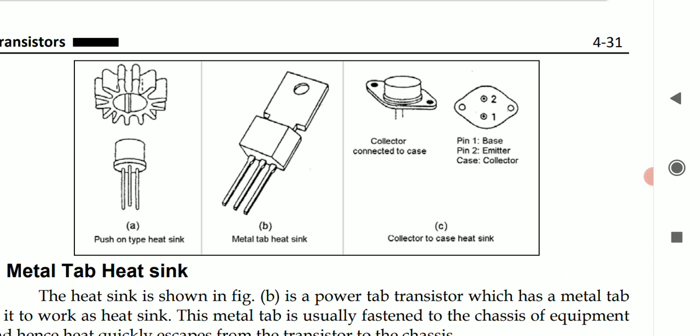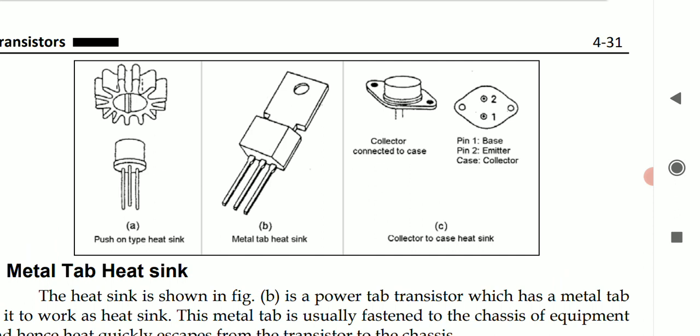Next, metal tab heat sink. A metal tab is attached to the transistor head. If temperature is increased, that metal tab will absorb this heat and it will be cooled down through that tab, which may have a hole. Through that hole, the air will flow. Due to this, the heat will be distributed throughout the surroundings. This is the second type.